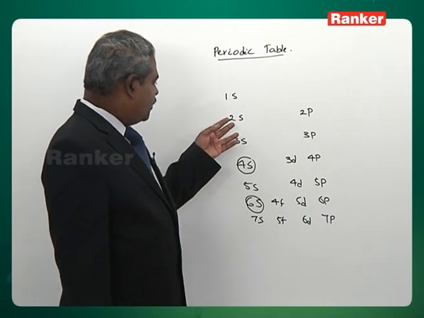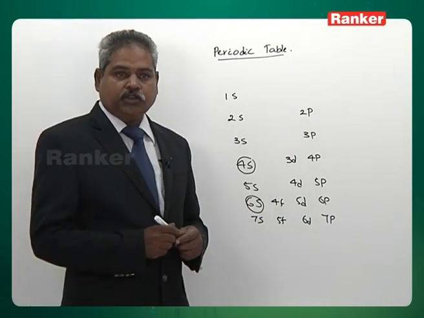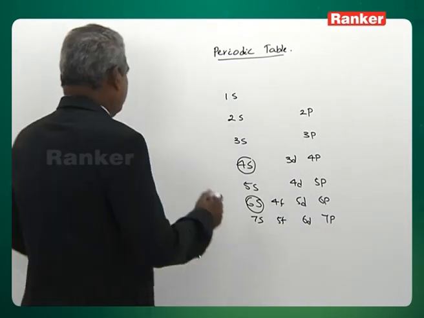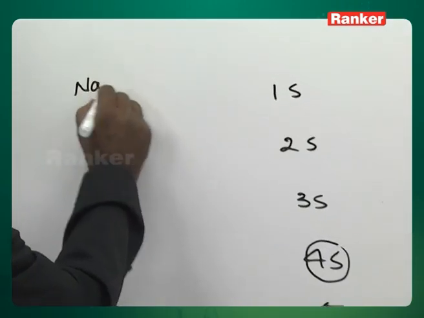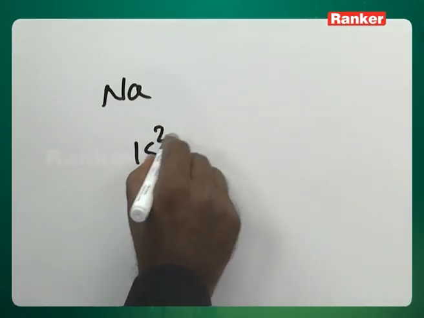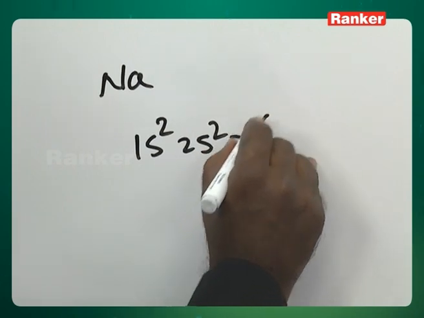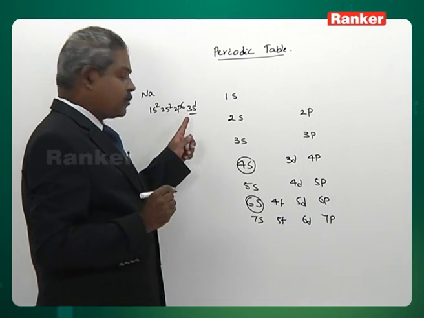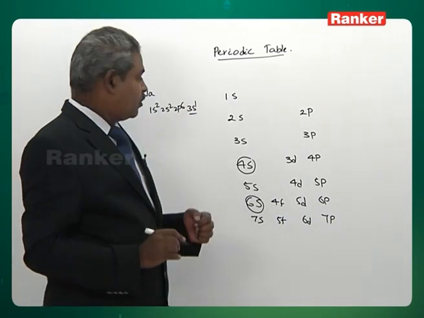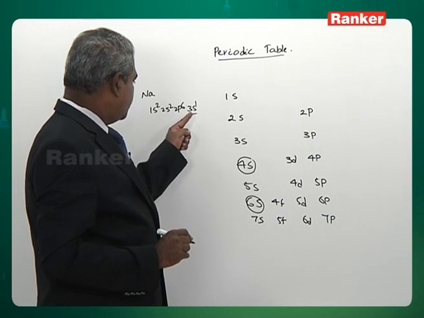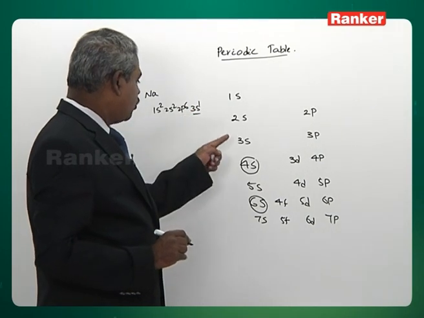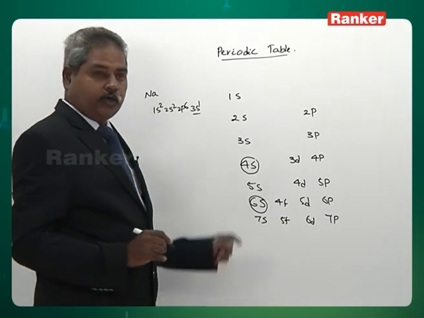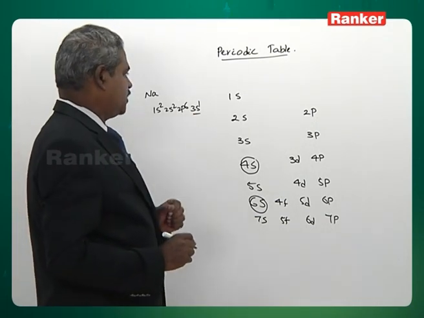So, if the last electron enters the S sublevel, it is called an S block. For example, look at the electronic configuration of sodium: 1s2, 2s2, 2p6, 3s1. Therefore, the last electron, which is called the differentiating electron, is in S, therefore it is an S block element. And it is the first group of S block, 3s1.